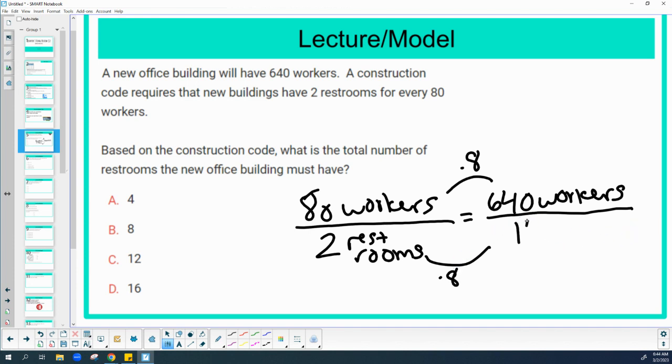2 restrooms times 8 is 16 restrooms. And I want you guys to notice I didn't even look at the choices over on the side. I'm just going to see if it matched, and I do see a 16. Again, I solved it before I even looked at the choices, and it just so happens that the answer that I got matched with one of the answers in the answer choice. All right, let's move to the next.